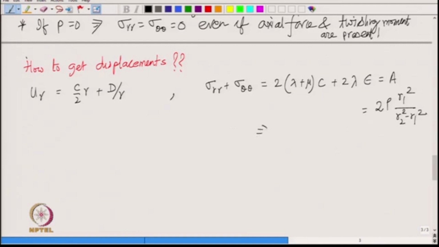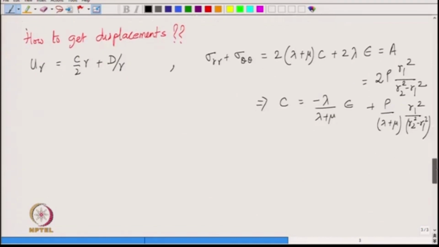So, this implies that the constant c is equal to minus lambda over lambda plus mu times epsilon, plus p by lambda plus mu into r 1 square over r 2 square minus r 1 square. All right. So, that is c, and now we have to get also d. So, how to get d?